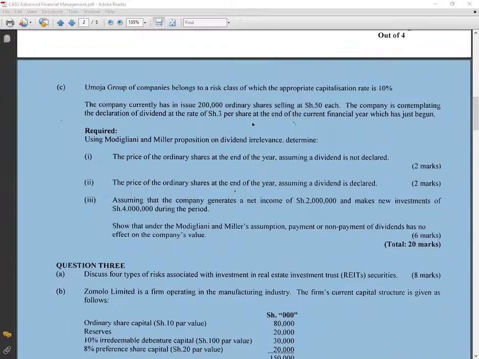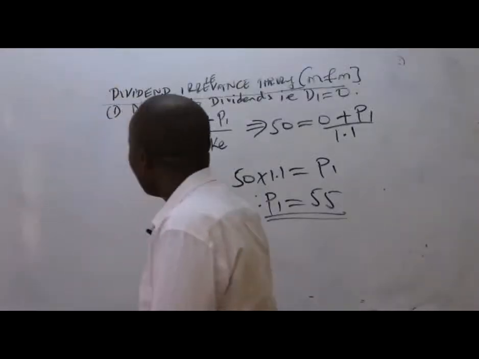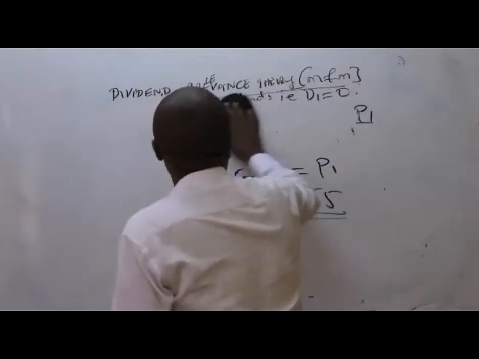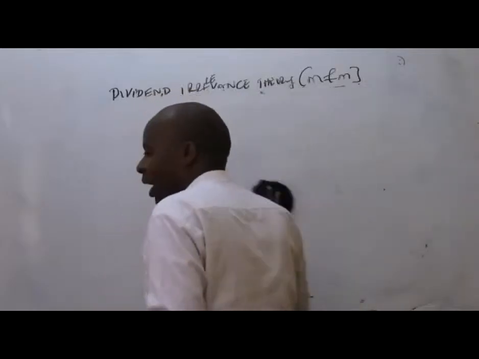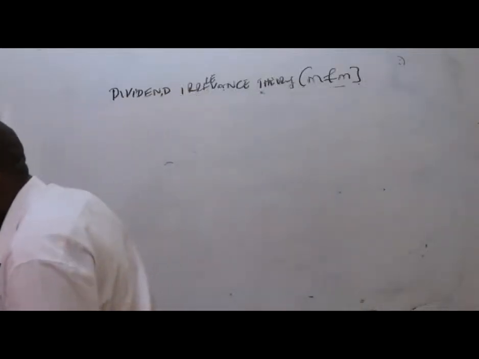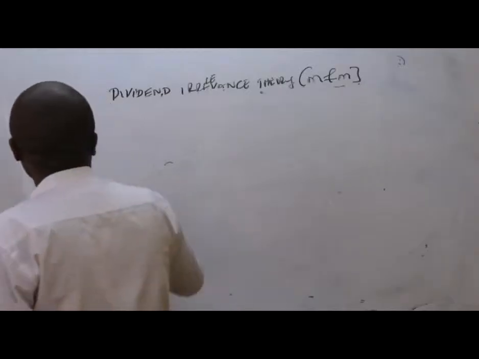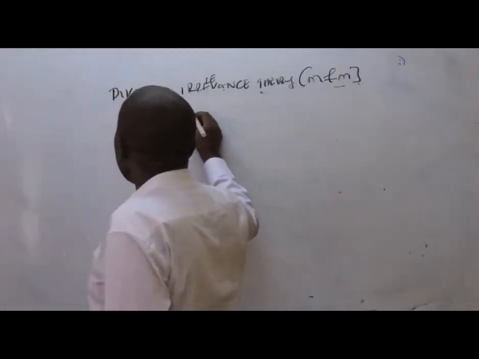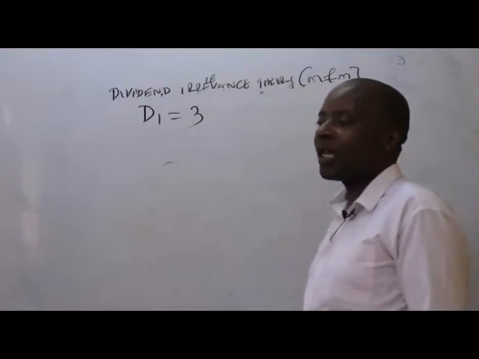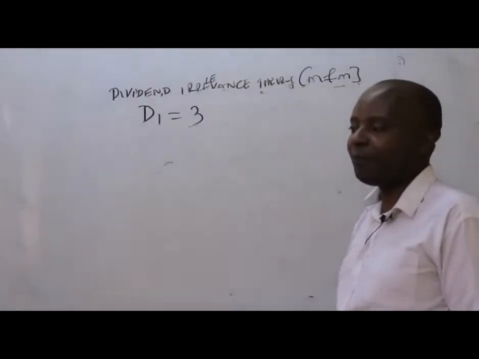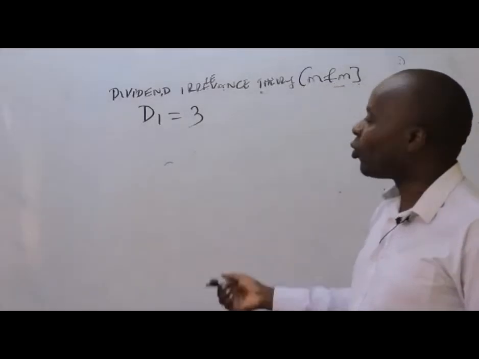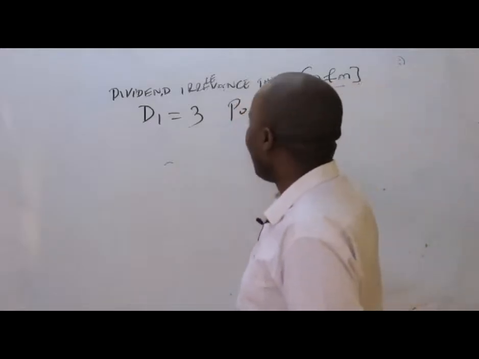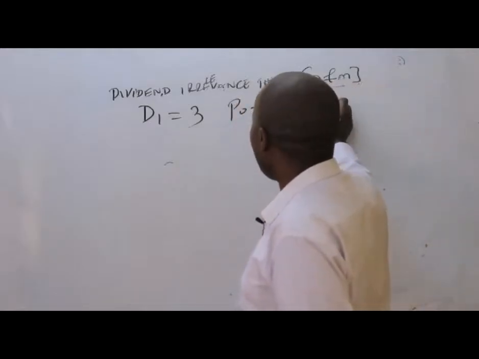But a dividend of how much? Remember, the dividend declaration we are contemplating is 3. That is quite an easy thing to do. What I need to do here is give them D1. If we declare the dividend, we can't declare any other thing apart from 3. And then, of course, the other factors will remain the same. P0 will be 50. P1 is what we are looking for.